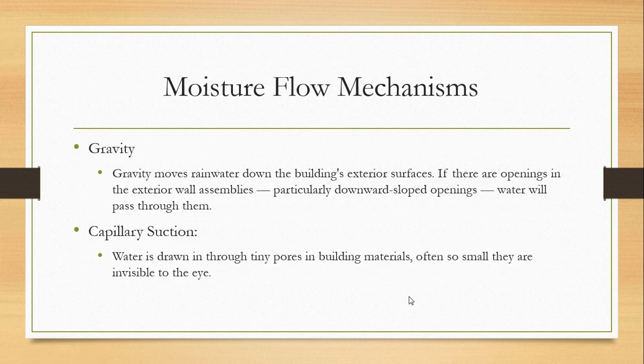Right, so moisture flow mechanisms. How does moisture flow in your building? Gravity, first of all. Gravity moves rainwater down the building's exterior surfaces. If there are openings in the exterior walls, such as cracks, or maybe some of your building exterior fittings like windows, doors, if they're not properly sealed, water will pass through them.